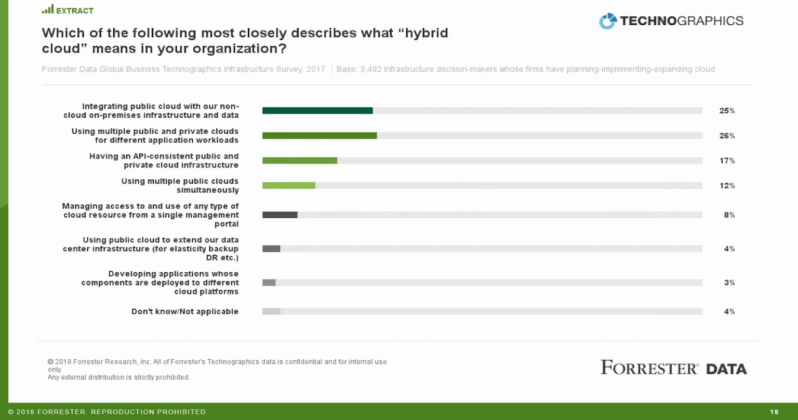How would you describe it? When we ask them that, you get definitions across the board. You have people that kind of go with our definition, which is that it's an integration of public cloud with non-cloud resources, or multiple clouds and non-cloud resources, on-premises resources. You have people saying that it's about application workloads. You have people saying that it's using multiple clouds simultaneously. So we've had a lot of work ahead of us of trying to help define this.